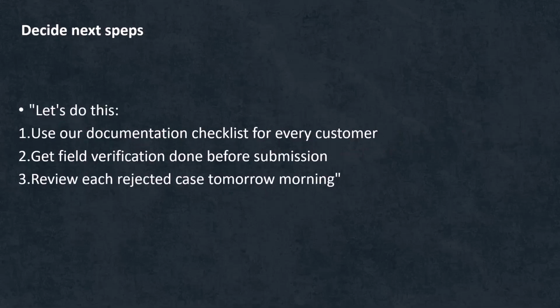And finally, you decide on next steps. So Rajesh, let's do this. Number 1, use a documentation checklist for every customer. Number 2, get field verification done before submission. And number 3, review each rejected case tomorrow morning. So you've told Rajesh exactly what is to be done and not kept it open. So you've given Rajesh the facts, you've told him the impact, you've expressed your emotion, and you have decided on what the next steps are going to be. So friends, this is the FEED model which you could use to give feedback.